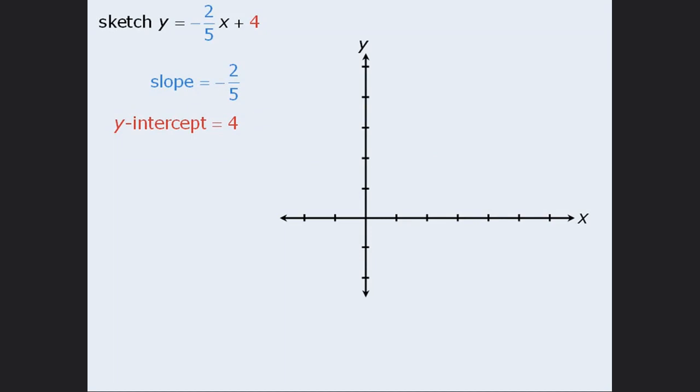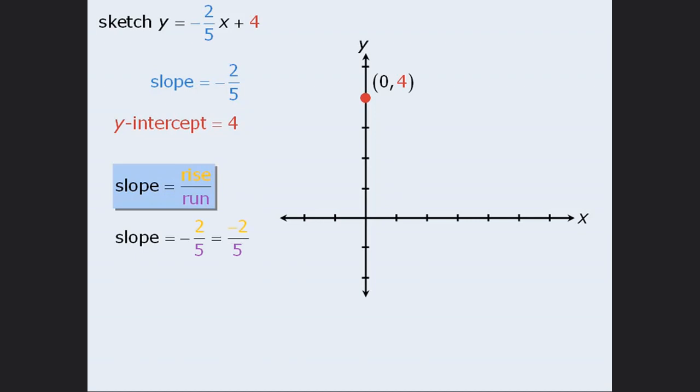Let's begin with the y-intercept. The y-intercept is 4, so the line must pass through the y-axis at the point (0, 4). Now let's use the fact that the slope of this line is negative 2/5. We know that the slope of a line is equal to its rise divided by its run. This line has a slope of negative 2/5, which we'll write as negative 2 over 5.